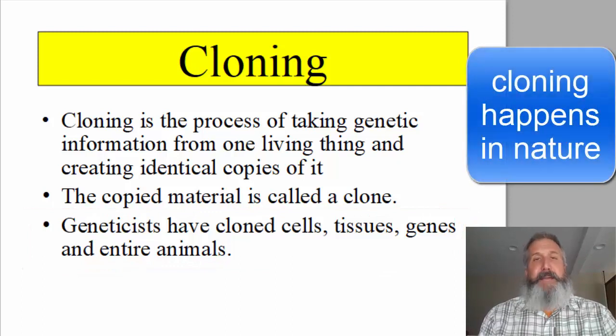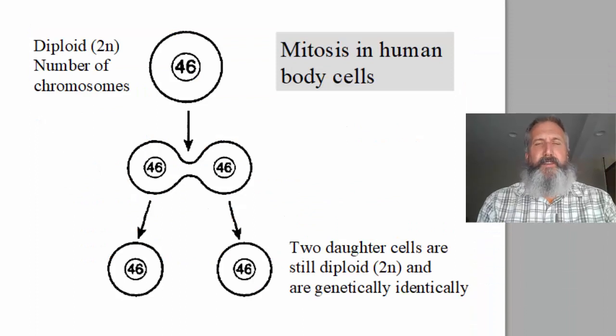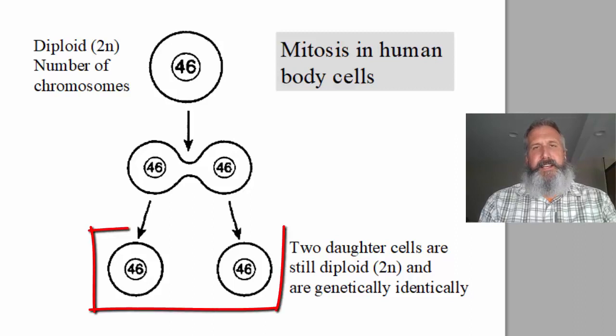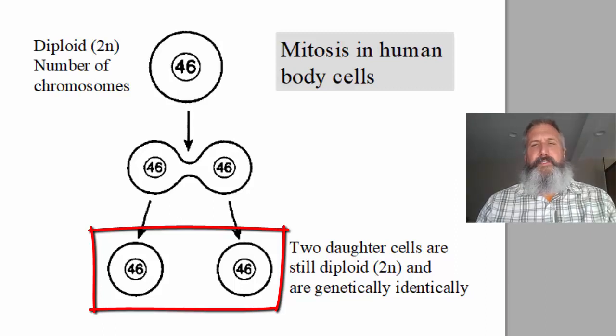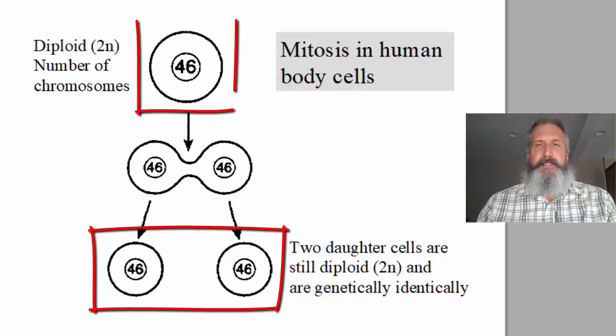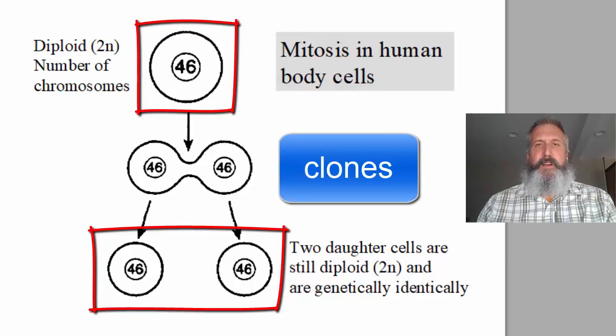Cloning happens all the time in the natural world. In fact, normal cell division, mitosis, is a process of cloning cells. In mitosis, all of the genetic material of one cell is copied before the cell divides into two daughter cells. Each daughter cell has a complete copy of the genetic material from the original cell. The two daughter cells are genetically identical to each other and the original cell, making them clones of the original cell.